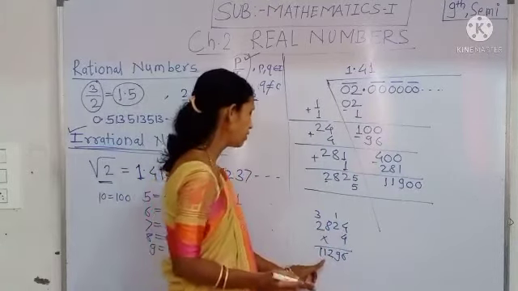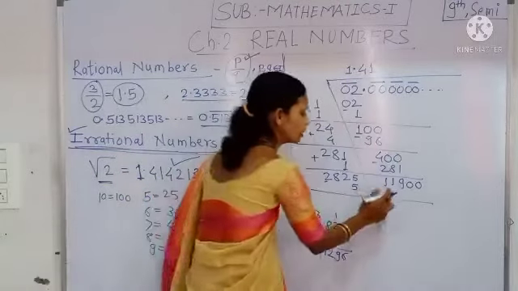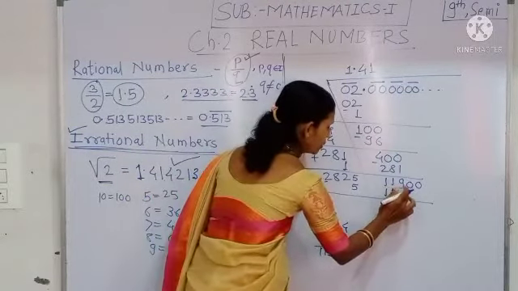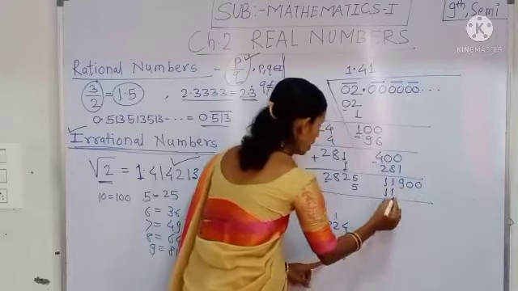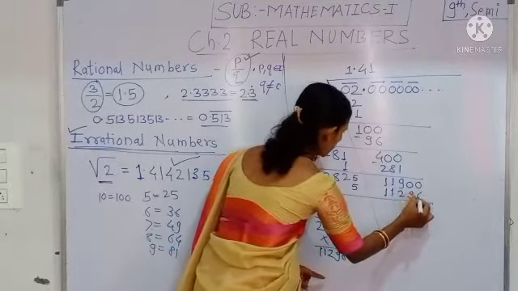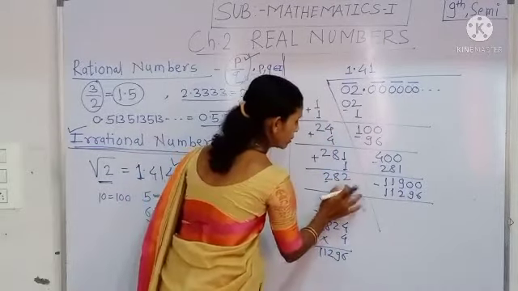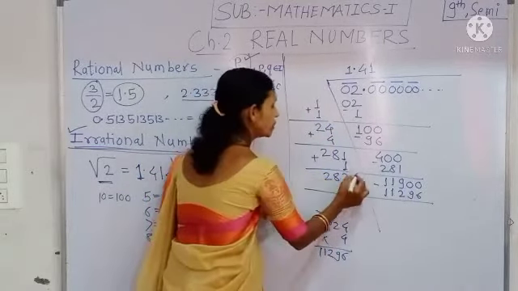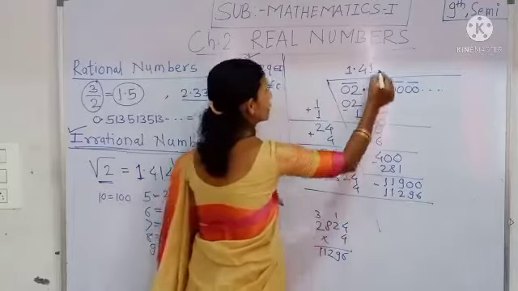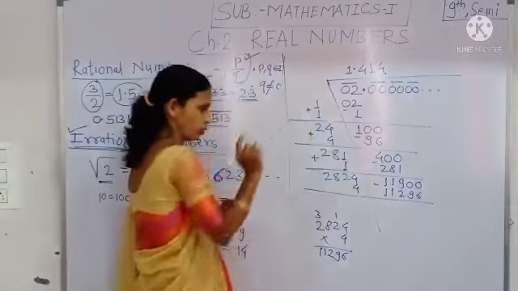And that is 11,296, which is less than 11,900. Therefore, 11,296 is written here. And therefore, the proper number before 282 is 4. Therefore, that 4 is written here also.